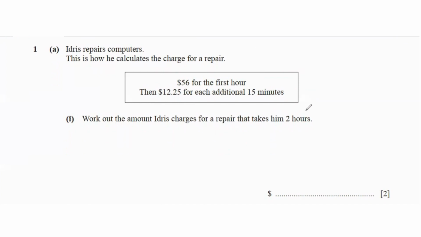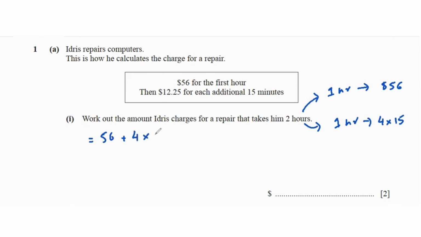So from the 2 hours, 1 hour is going to be for $56. Now for the remaining 1 hour, 15 minutes is for 12.25. So in an hour, we have 4 15 minutes, which means our equation is going to be 56 plus 4 times 12.25. Since 1 15-minute costs 12.25, so 4 15 minutes will cost 4 times 12.25, and that's going to give us $105.